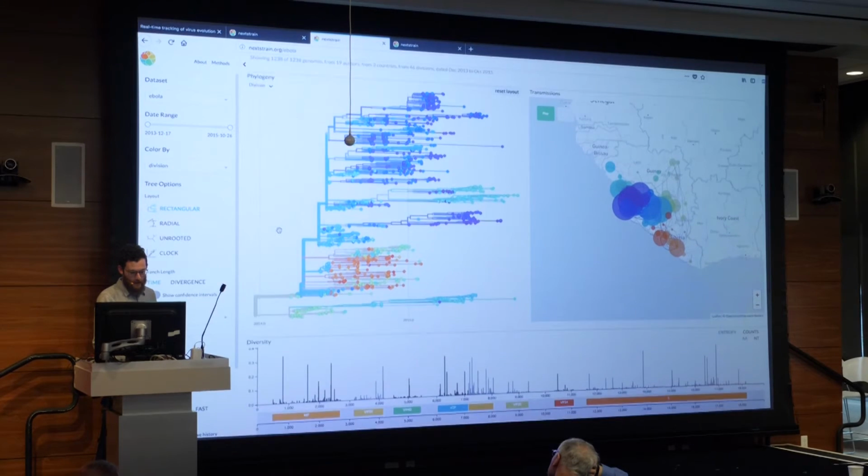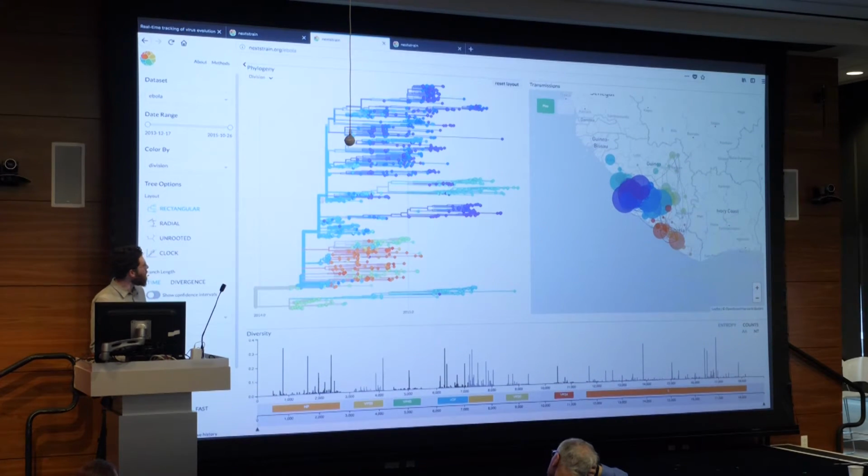Primary among these is a phylogenetic tree that shows how virus genomes are connected, and then a map showing how viruses are connected in physical space, and also a view of the genome showing which mutations have occurred and which sites are more variable. And so what you can see here is we've tied this all together.